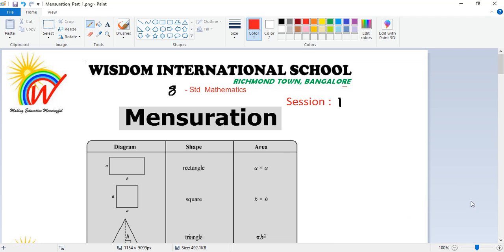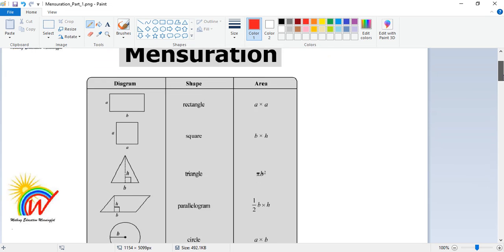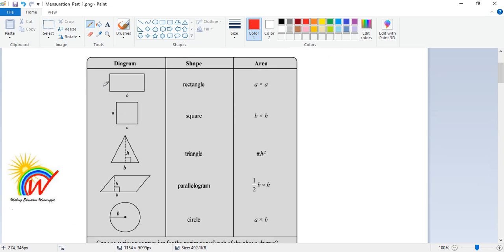So children, we are going to start a new chapter, mensuration. You are already familiar with the mensuration chapter, actually the measurement of figures. See here, you are familiar with the rectangle. Look at this rectangle, square, triangle, parallelogram, and circle. These figures you already know. You have learned about it. Now we are just going to revise it quickly. We have already learned about the area of a rectangle, square, triangle, parallelogram, circle, etc.